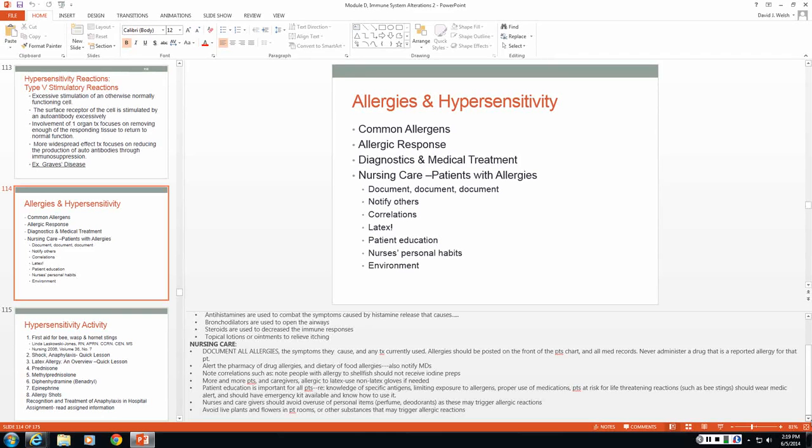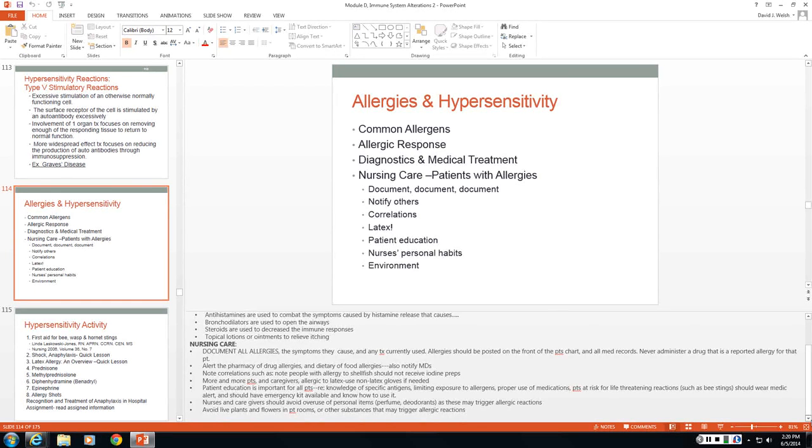Now, you want to note any kind of correlations that happen, such as people with an allergy to shellfish. They don't need to get any kind of iodine preps. Okay, they're going to have an allergic reaction. Also, anybody that's going to have a heart cath needs to be asked if they're allergic to any kind of shellfish or anything like that, because the dyes that they put in their body can cause an allergic reaction.